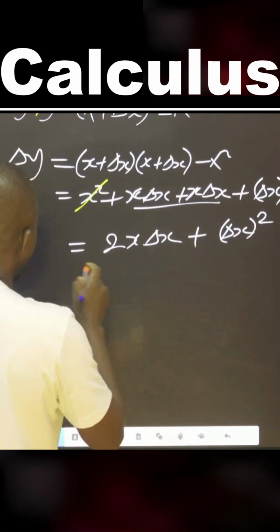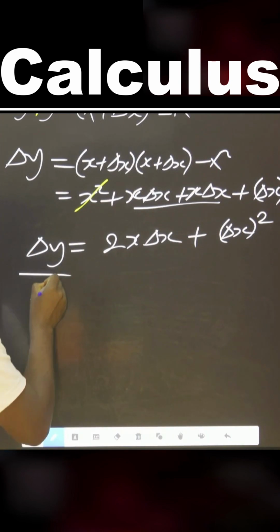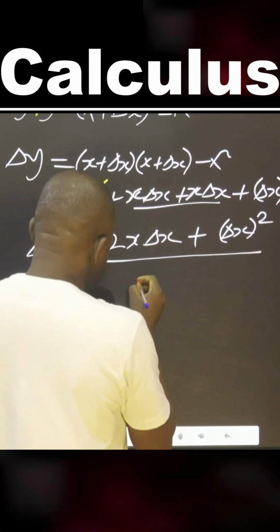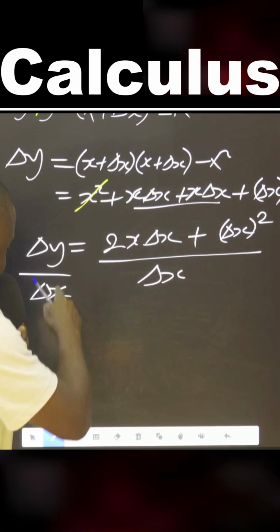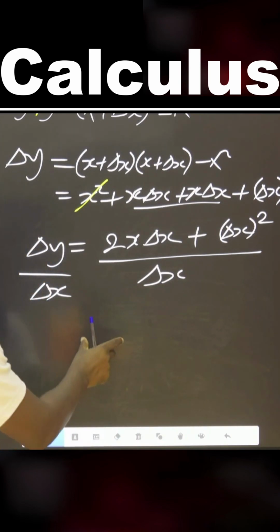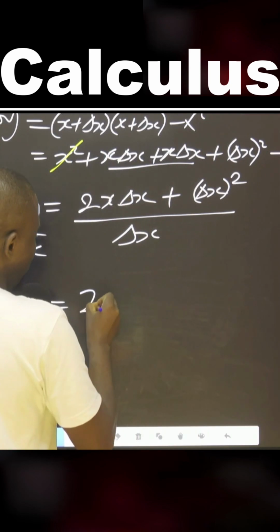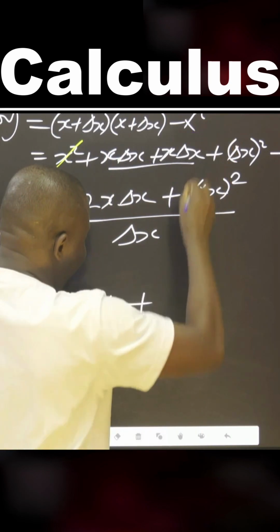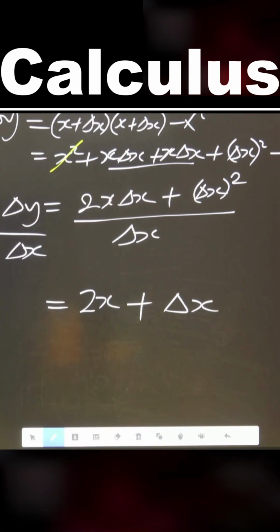We cannot bring in this. So the next thing is to divide here by delta x. I also divide this side by delta x, because that's what we are looking for: change in y over change in x. Hope you are getting it. Now, we come to this place. If we divide this now, we have 2x here, plus we divide this, what is remaining is delta x. Now, we are good to go.